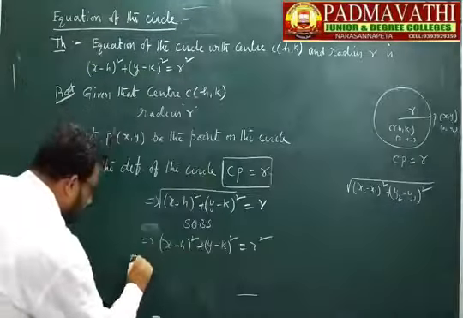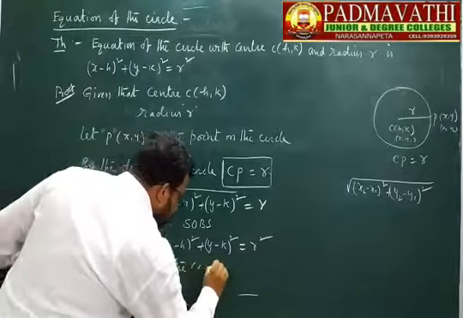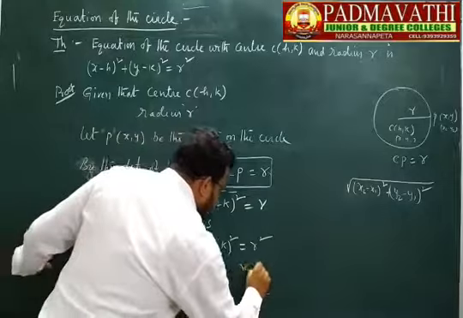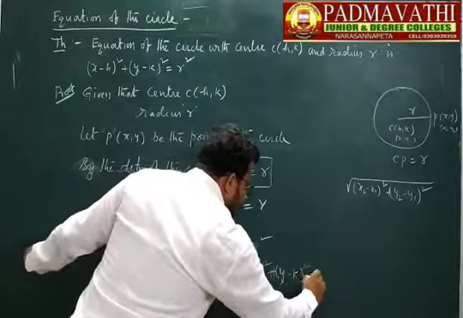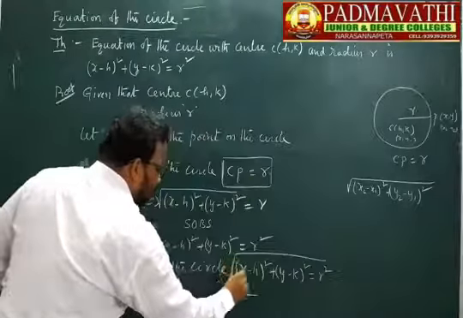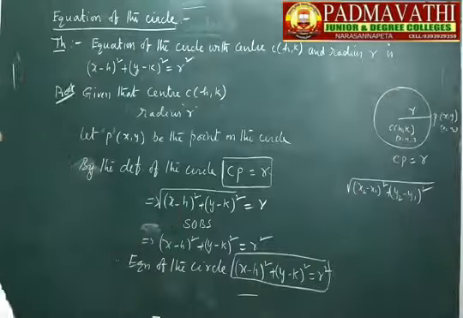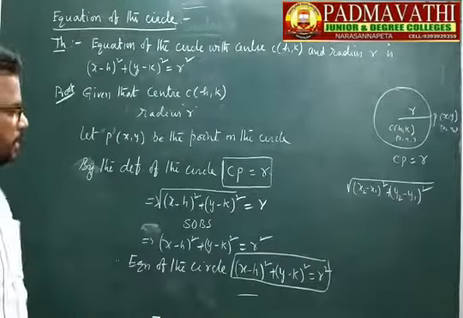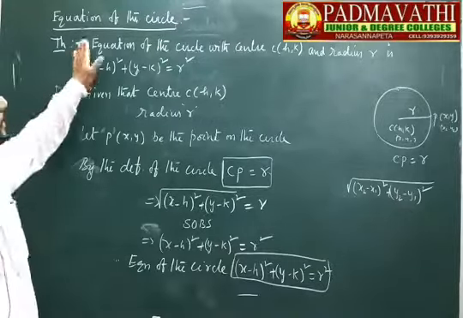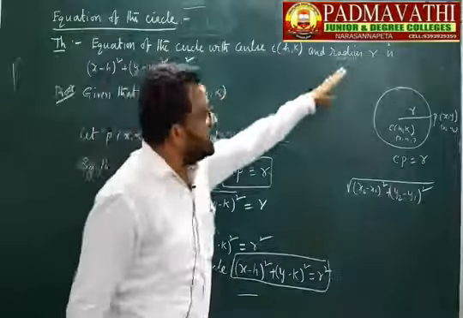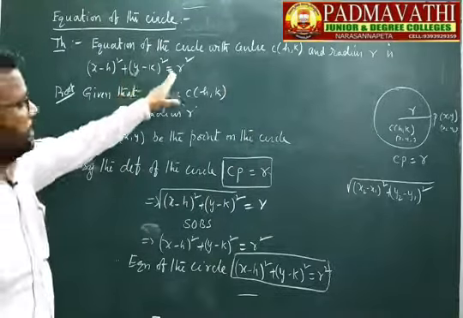Therefore, the equation of the circle is (x minus h) whole square plus (y minus k) whole square is equal to r square. This is a very important, fundamental formula in circles. Given center (h, k) and radius r, the circle equation is (x minus h) whole square plus (y minus k) whole square is equal to r square.